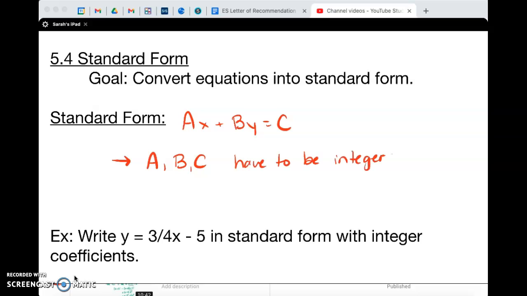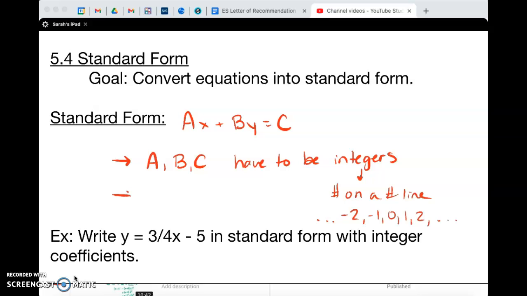Anybody remember what an integer is? We classify numbers into 6 different categories: real, rational, irrational, integer, whole, natural. Integers are numbers on a number line, positive and negative, all the nice ones, like -2, -1, 0, 1, 2, and you can continue the pattern left and right, so we're not hitting any decimals or any fractions. So when we write in standard form, they have to be integers. Can't have fractions or decimals.